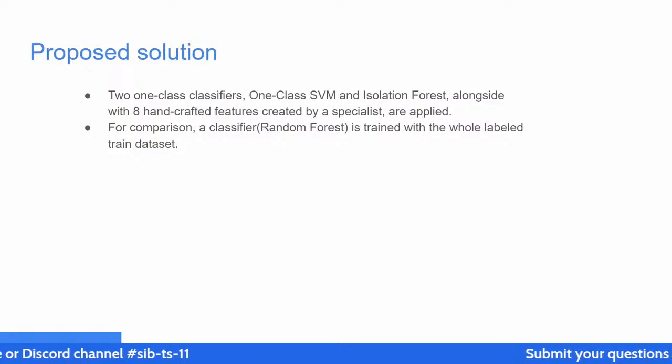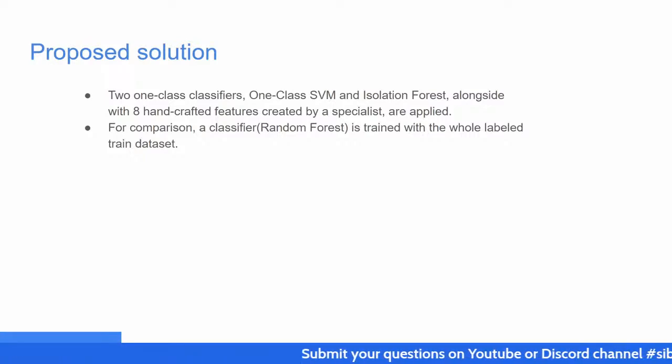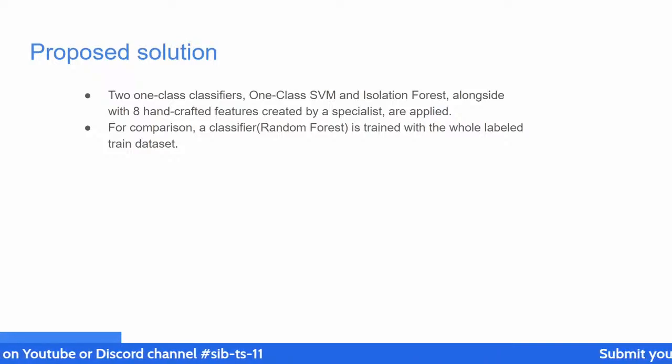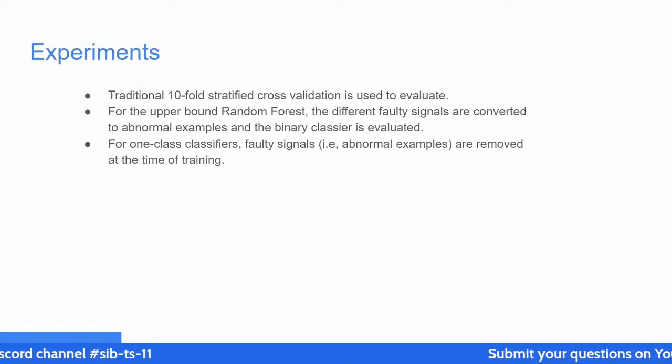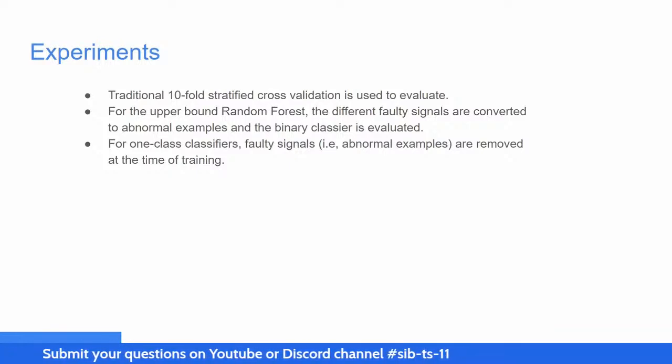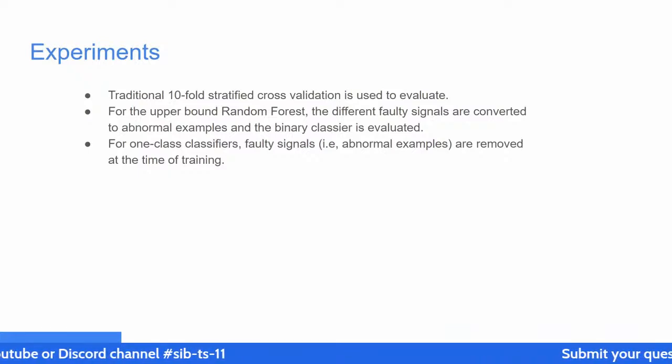The problem setup is inherently different from the binary classifier used as upper bound. The upper bound requires samples from all classes for training, whereas the one class uses only the normal class. A traditional tenfold stratified cross-validation is used to evaluate the upper bound random forest and the one class solution. The entire dataset was divided in tenfolds of almost equal size and class distribution.